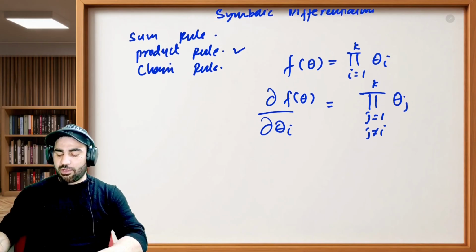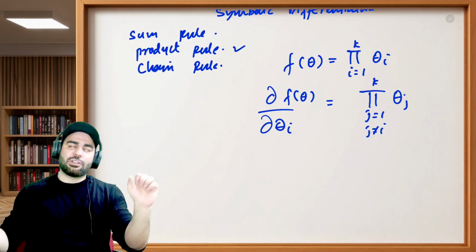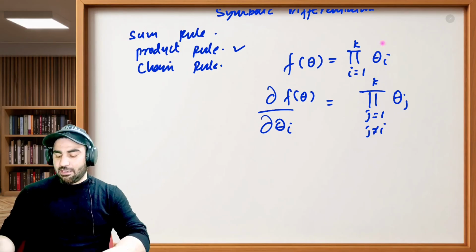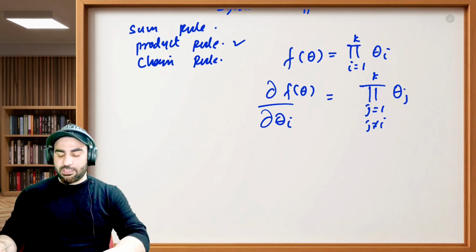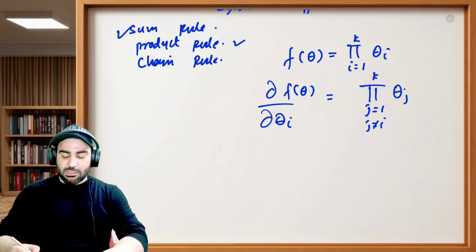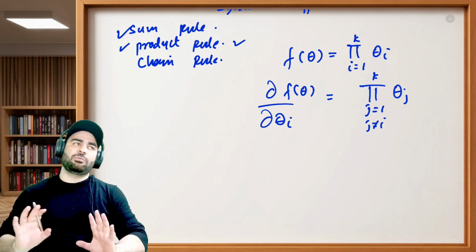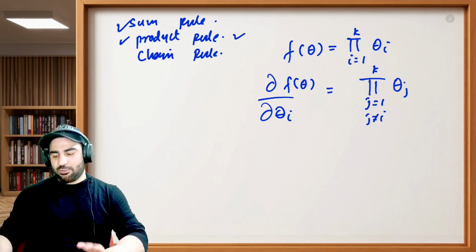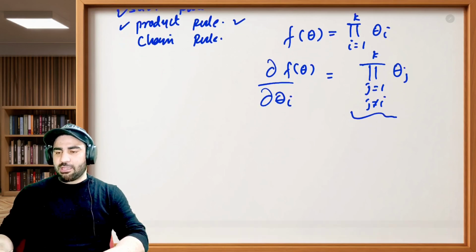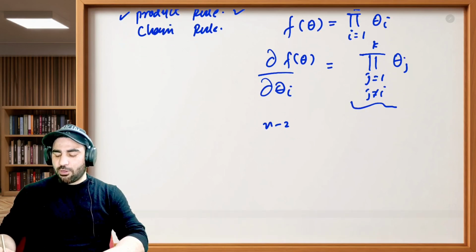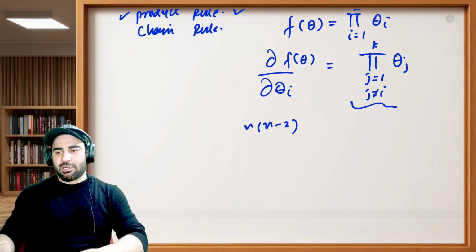What you have done here is consider all other terms as constant, and only the ith term, theta i, was differentiated. So if you are given an expression, you can use the product rule or chain rule and differentiate symbolically. We will not usually use this because it is costly. For each node you will take some n minus 2 operations, and you will have to do it for n nodes, so you take n into n minus 2, which goes to quadratic. So we won't use this.